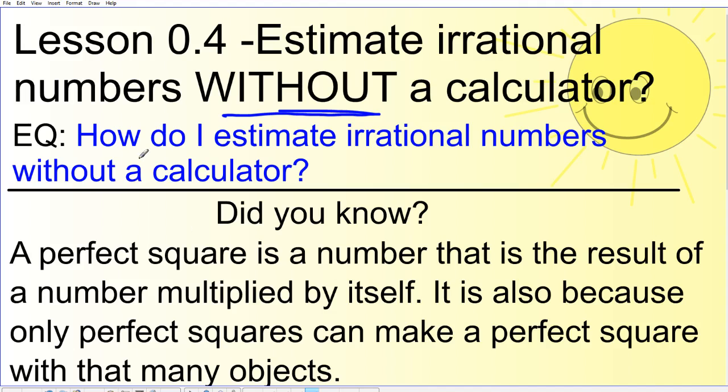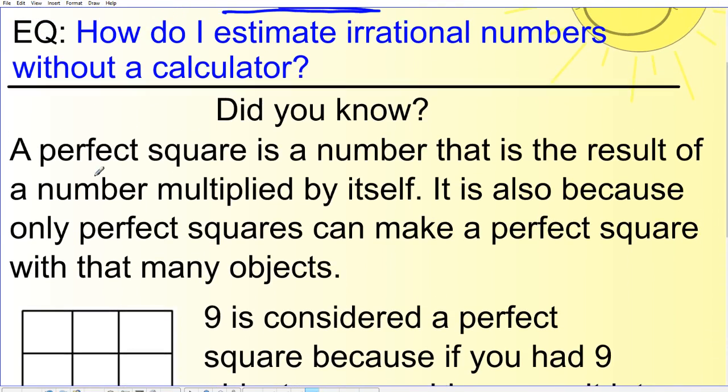Okay, so the question says, how do I estimate irrational numbers without a calculator? Did you know that a perfect square is a number that is the result of a number multiplied by itself? So if I take 3 times 3 and I get 9, 9 is called a perfect square. If I take 5 times 5 and get 25, 25 is a perfect square, because this number is the result of a number times itself. It is also because only perfect squares can make a perfect square with that many objects.